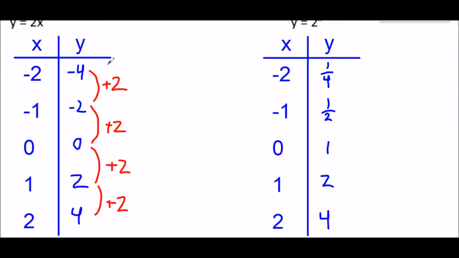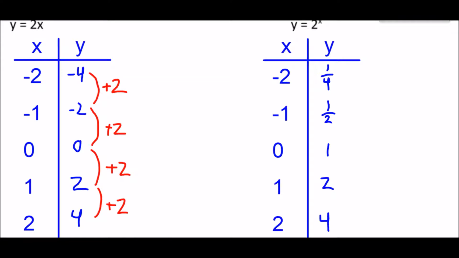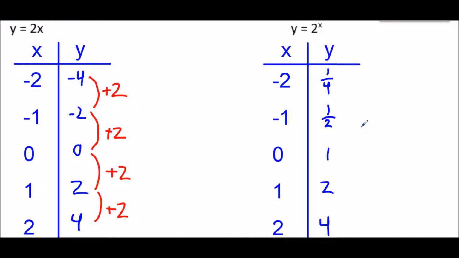Now, if we look at y equals 2 to the x power and its y values, we can explore what's happening from one to the next. It might be hard to see, but from 1/4 to 1/2, if you take 1/4 and multiply by 2, you get 1/2. Similarly, if you take 1/2 and multiply by 2, you get 1. If you take 1 times 2, you get the value of 2. And lastly, from 2 to 4, you multiply by 2.